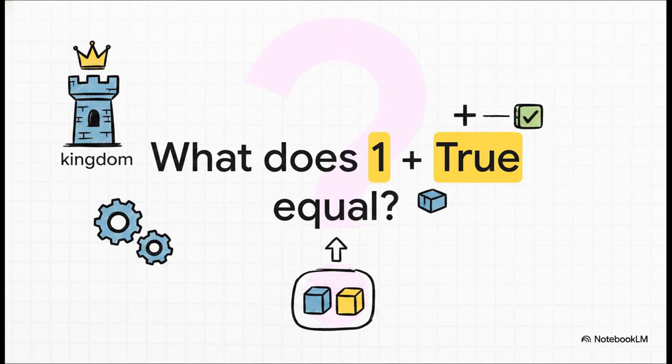Now here's a fun little quirk of the kingdom. What do you think you get if you add 1 plus True? Well, the secret here is that booleans, True and False, are actually a sneaky subclass of integers. In any mathematical context, Python just upcasts them. True behaves exactly like a 1, and False acts like a 0. So 1 plus True actually results in an astonishing 2.